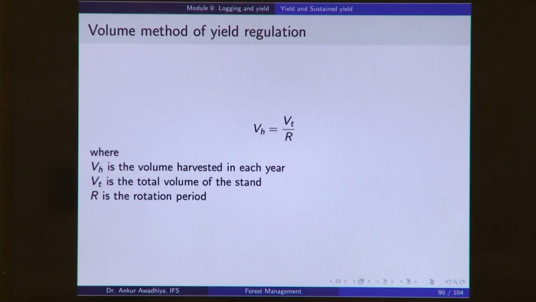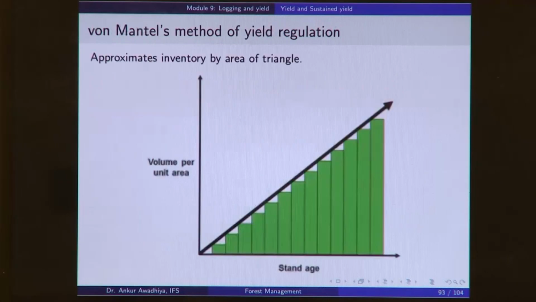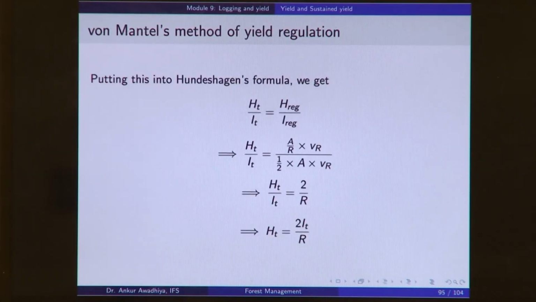Now, in the volume approximation, we said the amount that can be harvested every year is the growing stock divided by R, but here we are saying that it is actually 2 times the growing stock divided by R. Now, why are we getting this 2 times? Because this forest is not a static forest and each section is putting up increments.